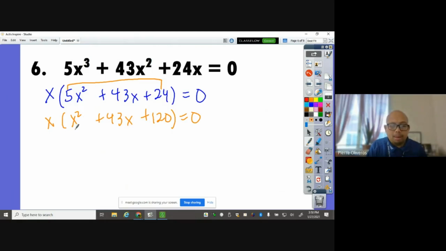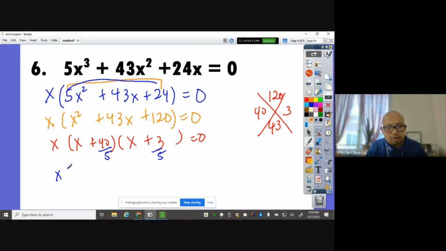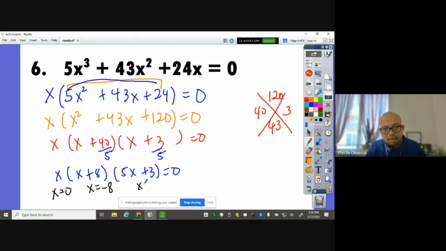Now we can do baby factoring here. What two numbers, when you multiply them, give you 120. When you add them, give you 43. That's going to be 40 and 3, so x plus 40 and x plus 3 is equal to 0. Do not forget that you multiplied 5 to the 24, so you have to put it back by dividing it by 5 here. That will give you x plus 8, 5x plus 3 is equal to 0. So it's already in factored form, so the answers are x equal to 0, x equal to negative 8, x equal to negative 3/5. Kaboom.